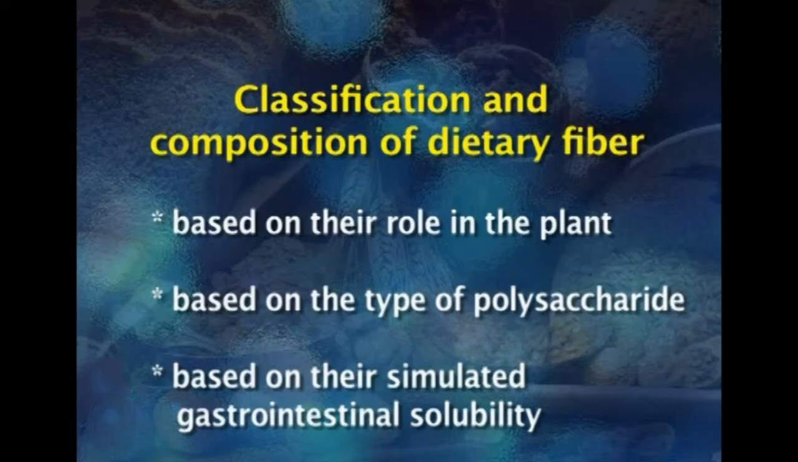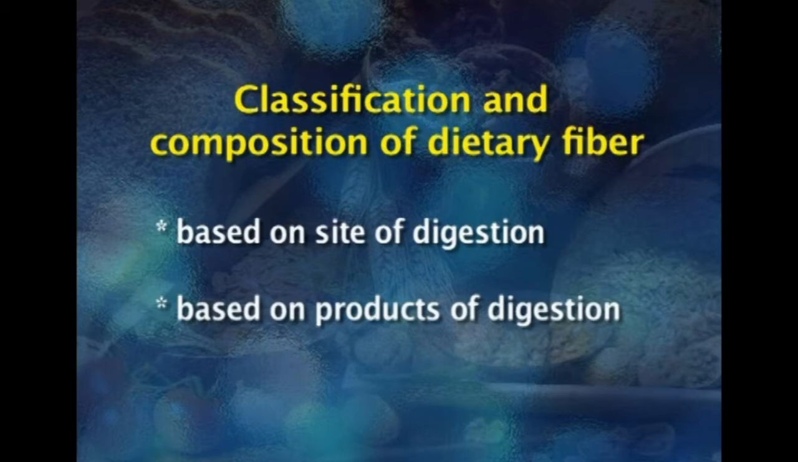Coming to the classification and composition of dietary fibers, many scientists suggested several different classification systems to classify the components of dietary fiber based on their role in plant, based on the type of polysaccharide, based on their simulated gastrointestinal solubility, based on site of digestion and based on products of digestion. However, none is entirely satisfactory as limits cannot be absolutely defined.